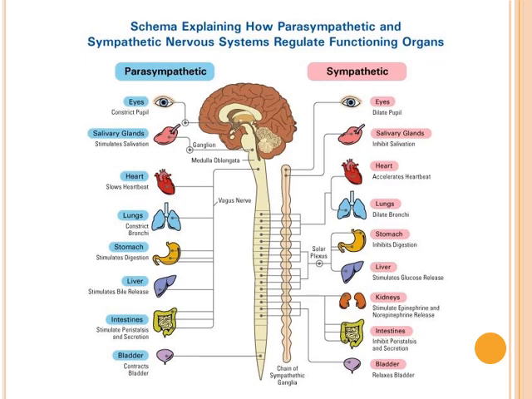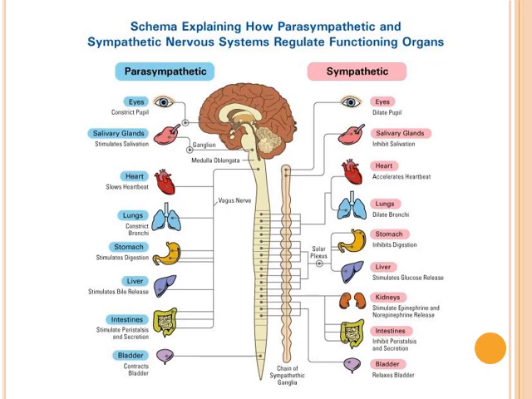Obviously, it's going to be the opposite effect between parasympathetic and sympathetic. So under parasympathetic, for the eyes, you're going to see a constriction of the pupils. Parasympathetic will stimulate salivation, slow the heartbeat, constrict bronchi, stimulate digestion, stimulate bile release, stimulate peristalsis and secretion, and contraction of the bladder.